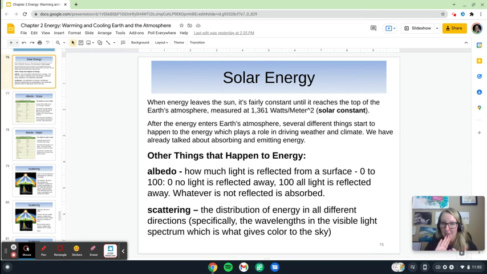Can you think of a surface that might have a really high reflection rate, or albedo?